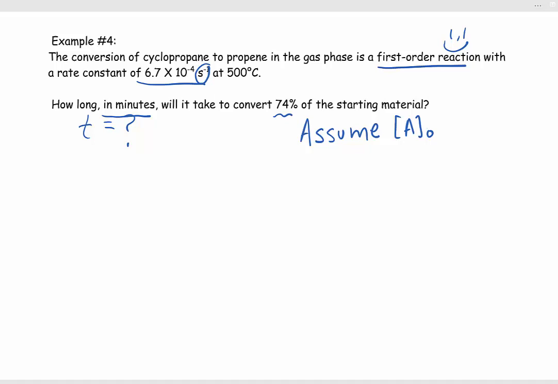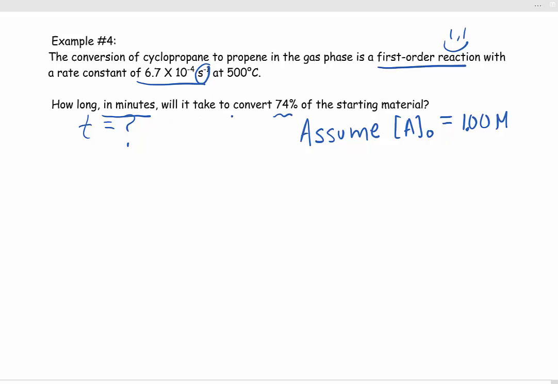Now, you could, theoretically, and it would work, assume 100 molar. But the problem with doing this, it's just a little conceptual thing. It's almost impossible to have 100 molar of anything. This is way too high. So rather than assume 100, let's go ahead and assume 1 molar. That's much more realistic. 10 molar is more realistic, but 100 is silly.